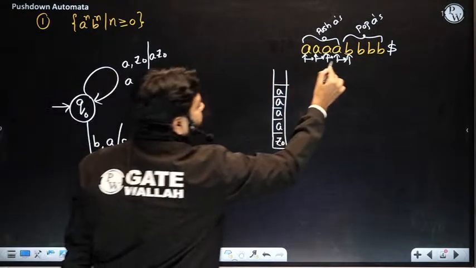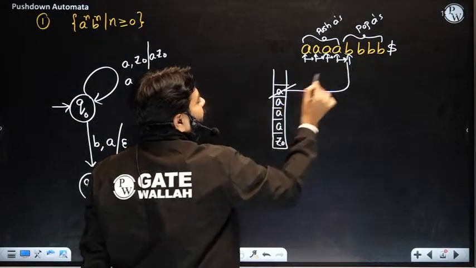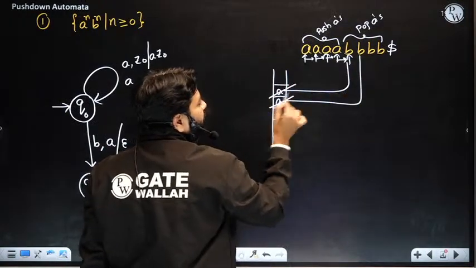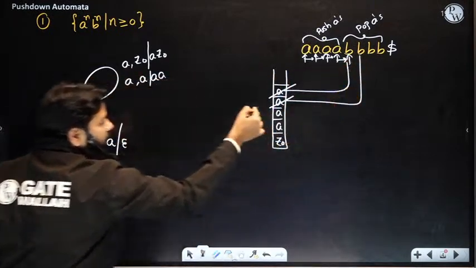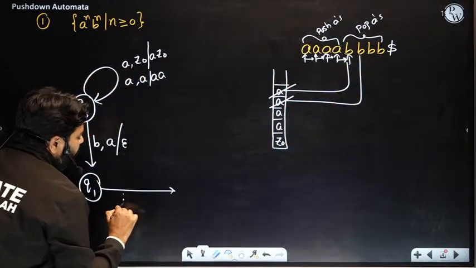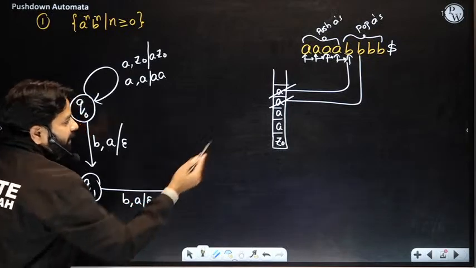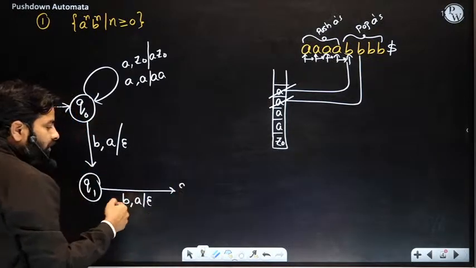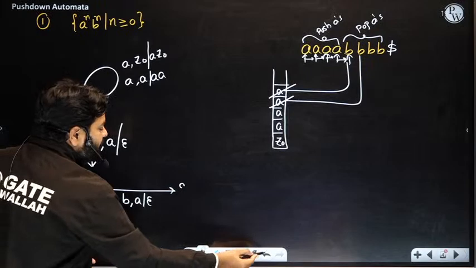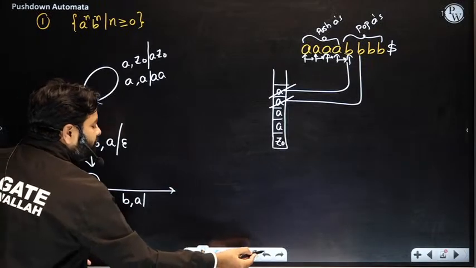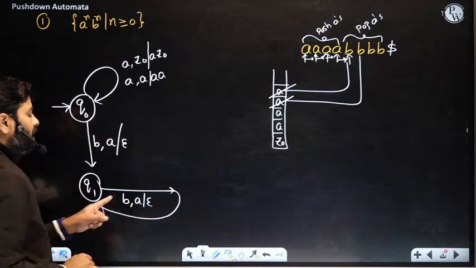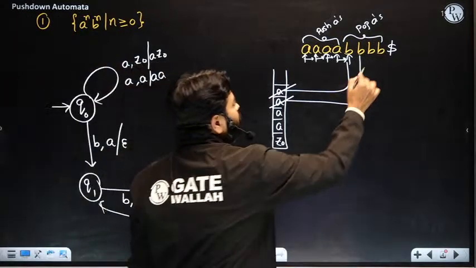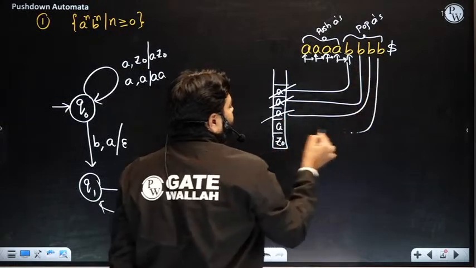So this B is going to pop A, and this B is going to pop A. Once you go to Q1, on B also the same job, B comma A, you pop it. We did that. This one doesn't go to anyone, it just stays there itself. B comma A epsilon: here B comma A pop, B comma A pop.